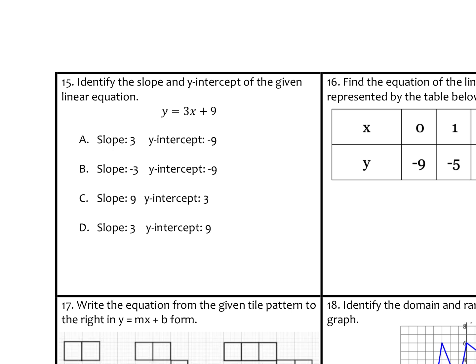All right, number 15, it says identify the slope and the y-intercept of the given linear equation. So we have to go y equals mx plus b. You have to remember that your m is your slope, so it's not going to be letter C because my m is a positive 3. So I can also cross off B because I know my m is a positive 3. Okay, my b is my start, so my y-intercept. So it looks like a positive 9, so it would have to be D.